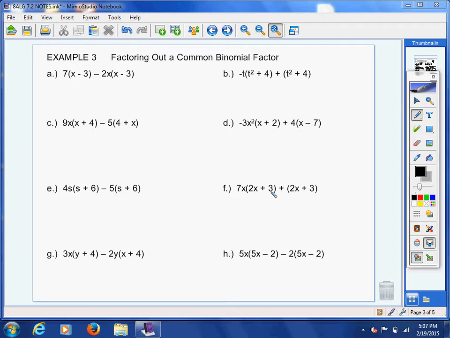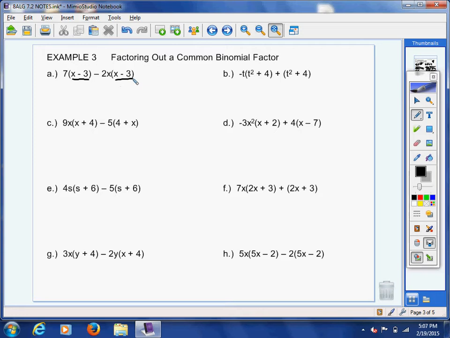Just circle the ones you're having questions on if it didn't make sense while I was explaining and demonstrating in this video. Okay, first thing, let's focus in on letter A. Do you notice that each of these monomials has a common quantity?